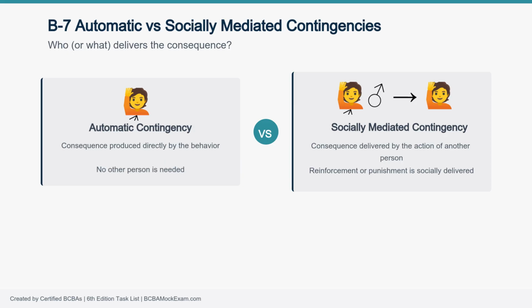As you listen to scenarios, quietly ask yourself, would this consequence still happen if no one else were in the room? If yes, you're probably looking at an automatic contingency.